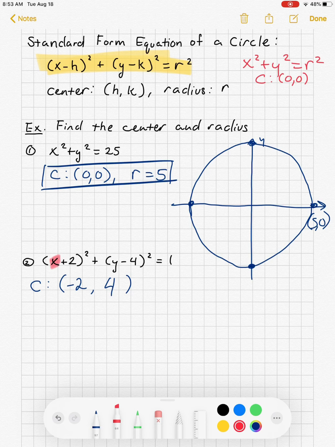What value would make the inside of this parenthesis 0? -2. What number would make the inside of this parenthesis 0? 4. So that's a simple way to get the x and y coordinates, with the signs correct, for a circle. And then the radius: r squared is 1, so the radius is 1.